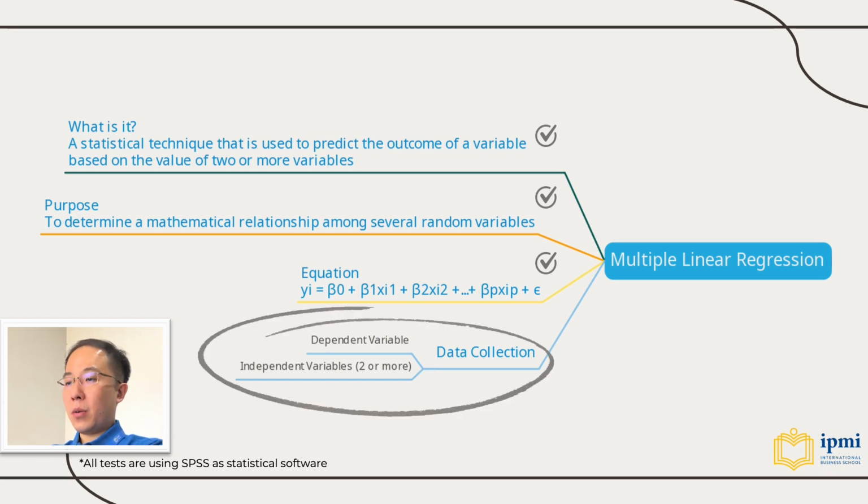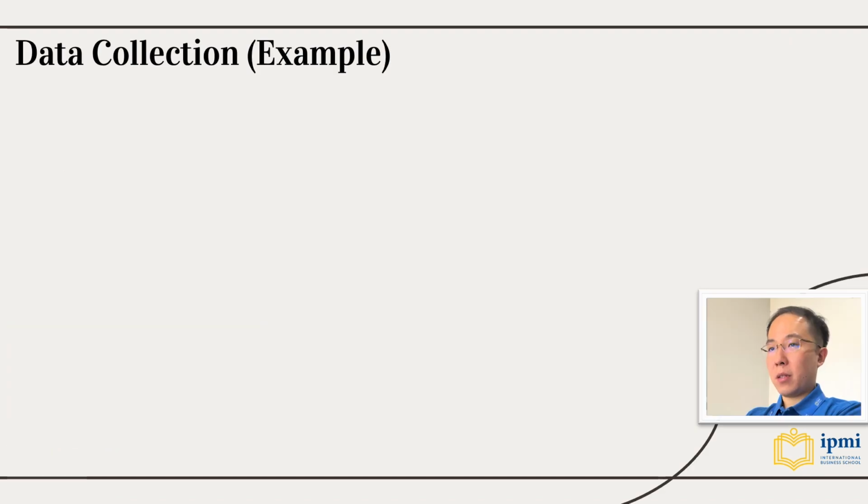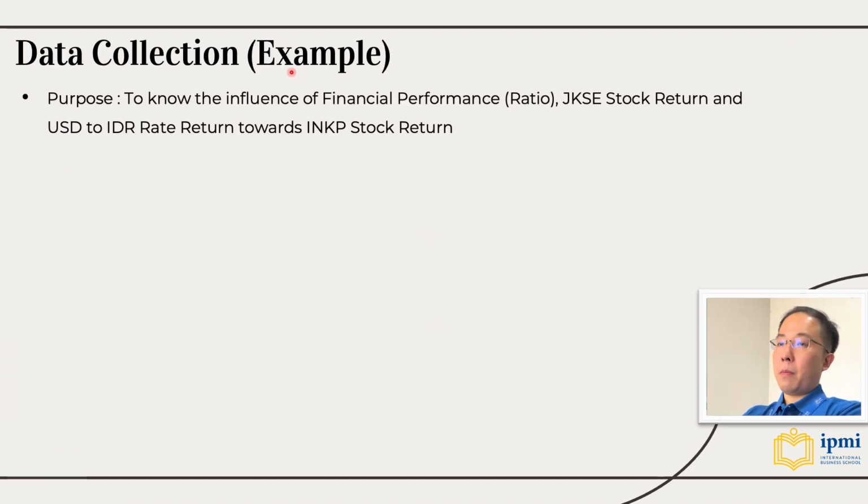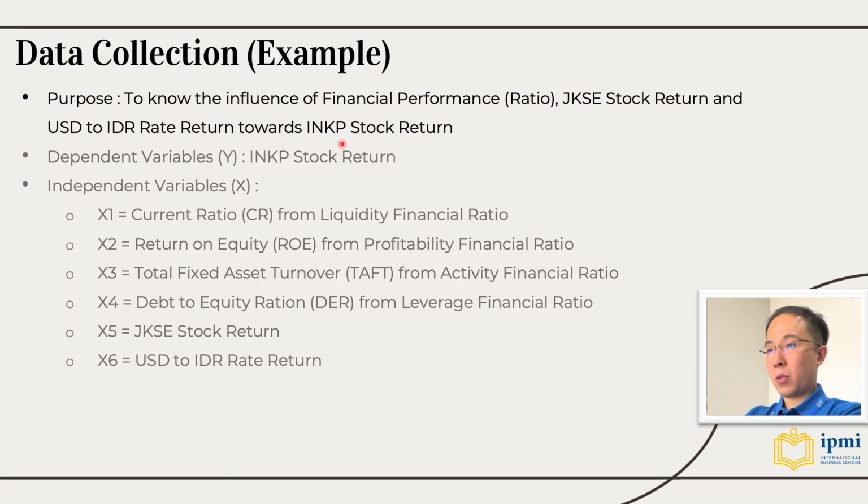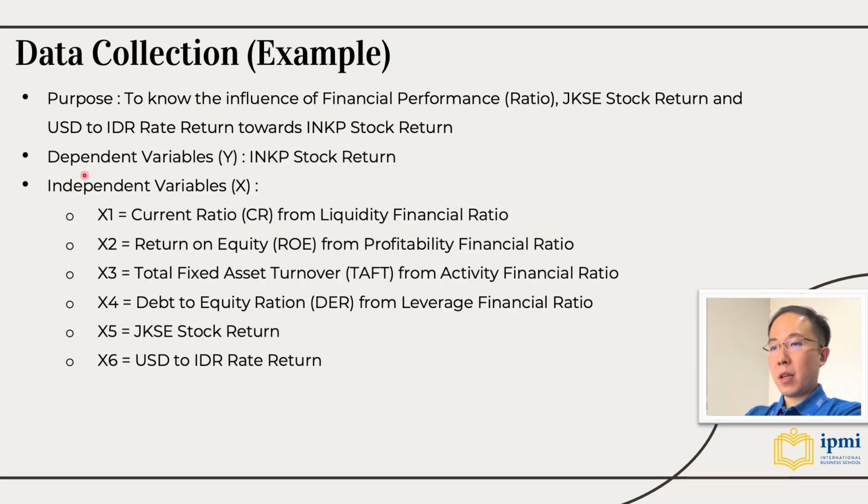Alright, let's go to the example case here. The purpose of this case is to know the influence of the financial performance ratios, the IHSG stocks return, and the USD to IDR rate return towards the INKP stocks return. So in this case, the dependent variable is the INKP stocks return. INKP stands for Indah Kiat Pulp and Paper, one of the stocks listed on the Indonesia Stock Exchange.